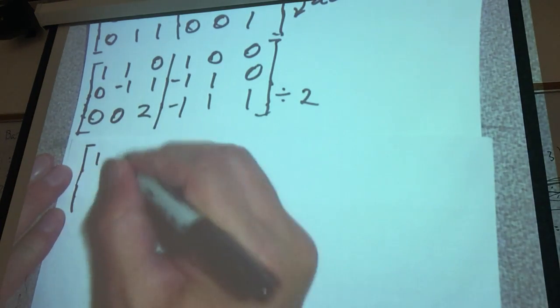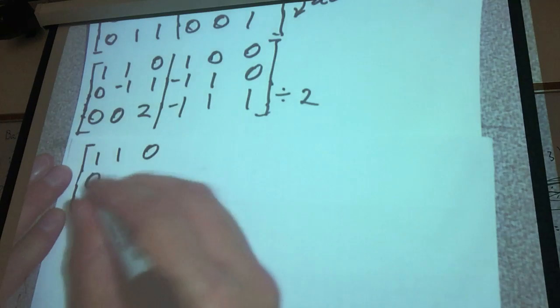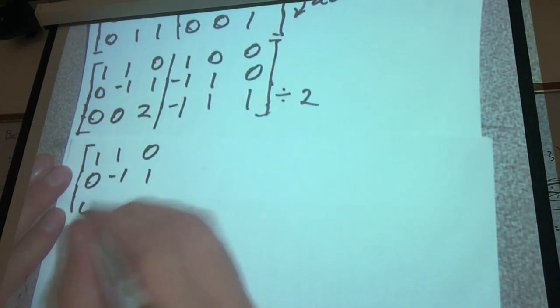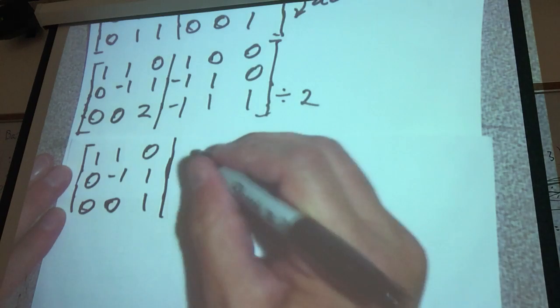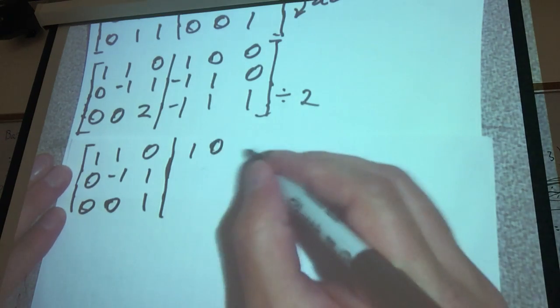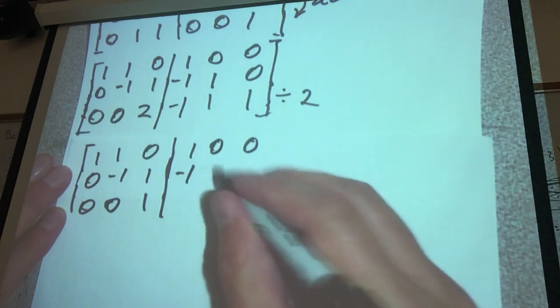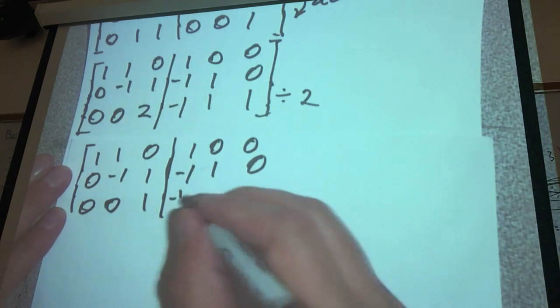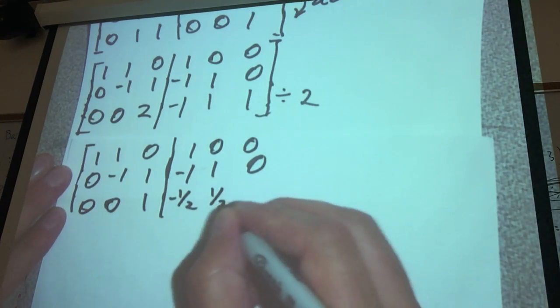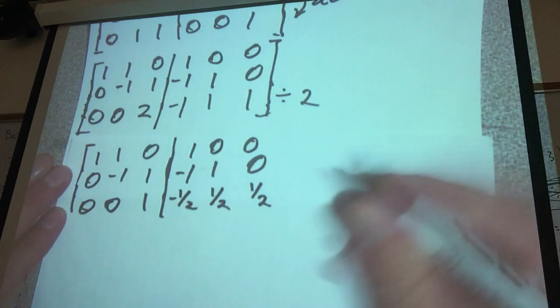This is 1, this is 1, this is 0, this is 0, this is -1, 1, 0, 0, and 1, okay? And then 1, 0, 0, -1, 1, 0. And this would become -1 divided by 2, 1 divided by 2, and 1 divided by 2.